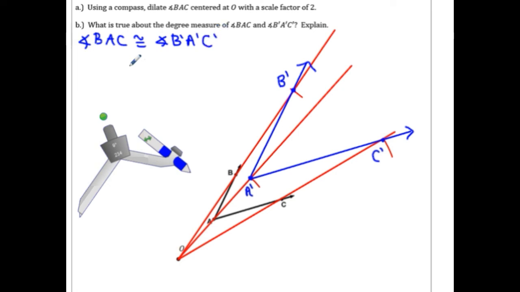It's very difficult writing on this. Okay. Explain. Why are the angles congruent?